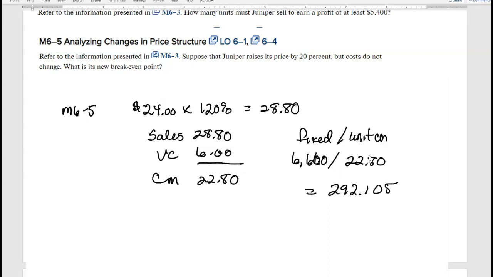292.105. But those are in units, and you can't make 0.105 units. So 292 units. Clocks. So we're still using that same formula. We just changed things a bit.